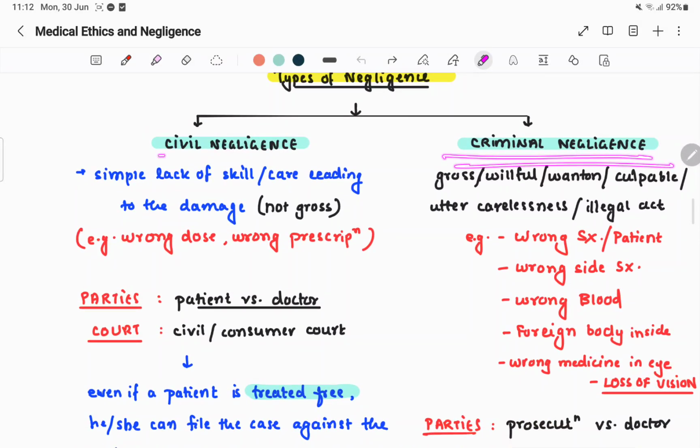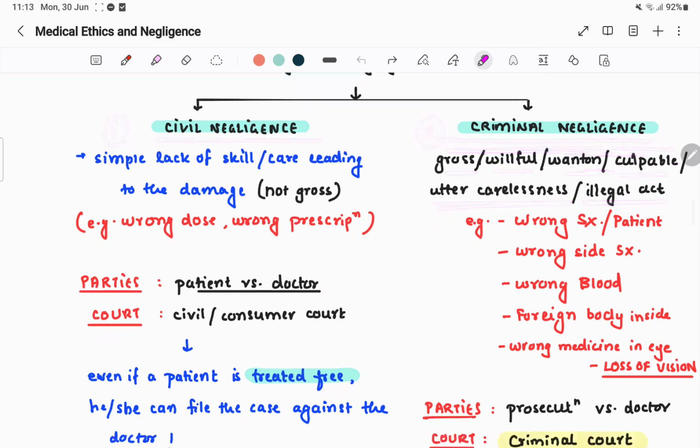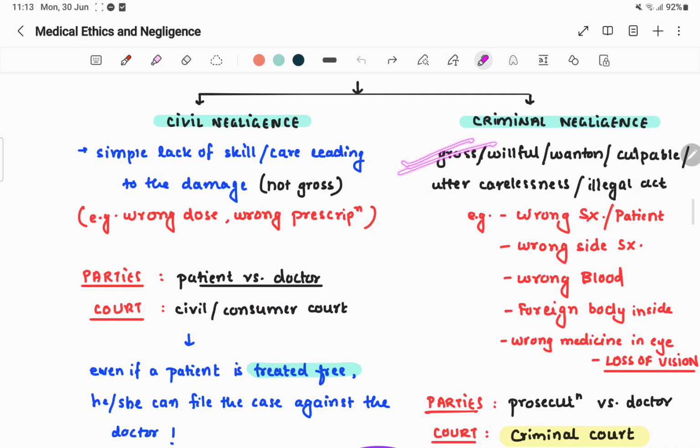Criminal negligence is gross, willful, wanton, culpable, utter carelessness or an illegal act. These adjectives are very important. Gross: it must not be a small thing, it must be a gross thing. Willful, wanton means it's a willful thing. And culpable or utter carelessness means very severe carelessness.